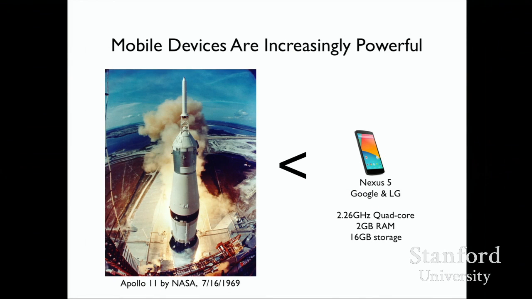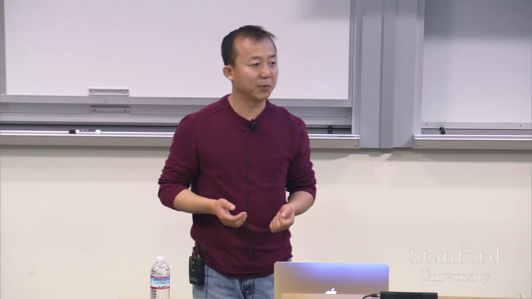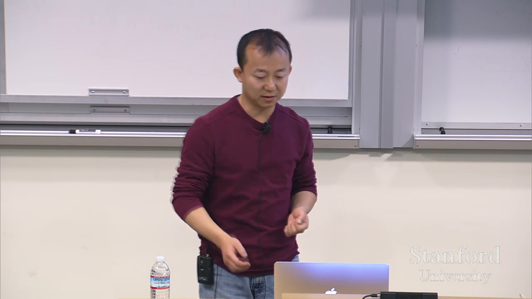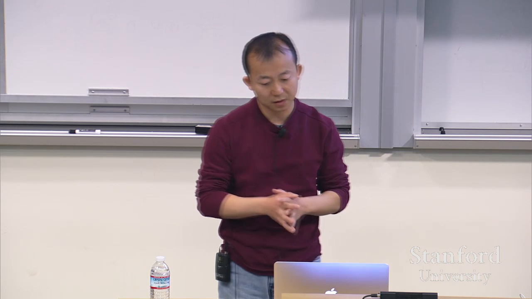So it's amazing how far computing technologies have come along. A typical smartphone today like Nexus 5 has more computing power than the computer that sent Apollo 11 to the moon. But the way we can leverage this enormous computing power is quite limited for a number of reasons.